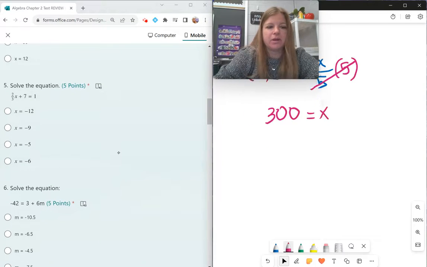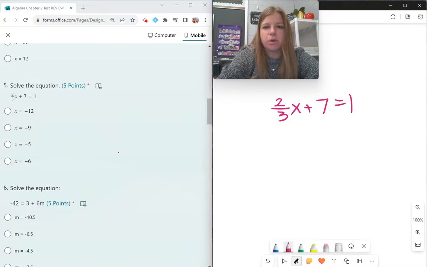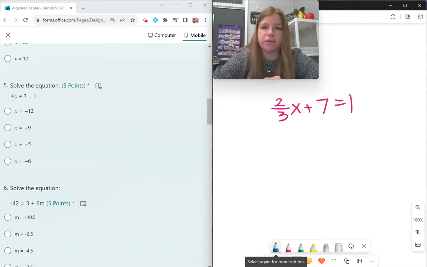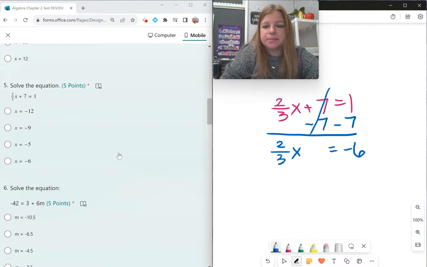Number 5, solve the equation. So in this equation, I have 2/3 x plus 7 equals 1. All right, so first to solve this, do I have numbers on both sides? I absolutely do. I have a 7 and a 1. So my first step is to get rid of the number that's on the same side as my variable. So the way I get rid of a positive 7 is I subtract 7. So then I'm left with 2/3 x equals 1 minus 7 is negative 6.